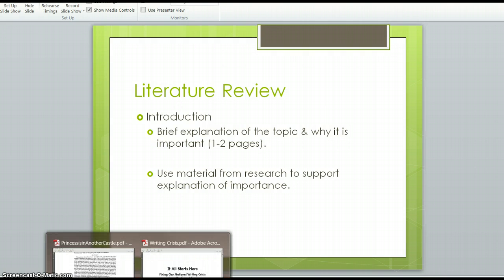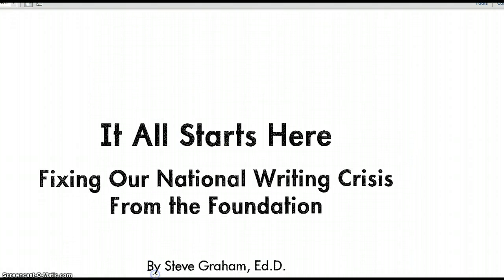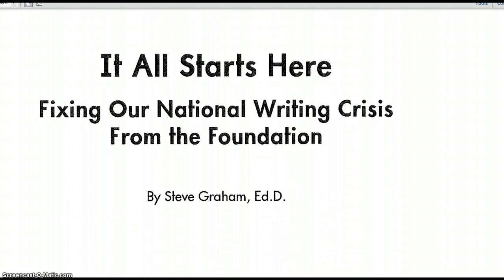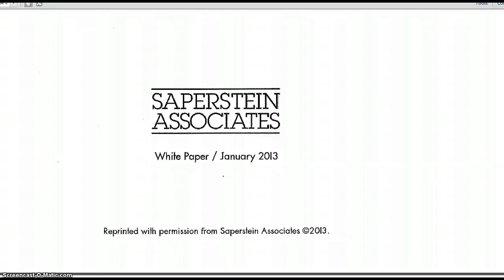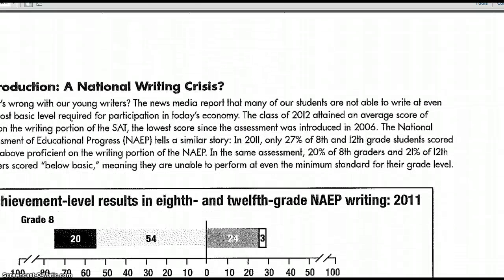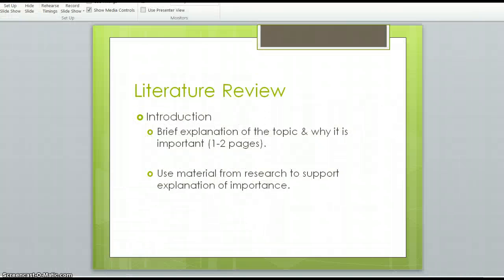changes around it? If we look at one of the examples I provided, that's loaded up into Folio, this is the research brief. It all starts here: fixing our national writing crisis from the foundation. We scroll down, and you'll see the introductory material starts off with what's wrong with our young readers. The news media starts telling you just how poorly we are as a nation of writers. And he actually includes some charts and tables with data.